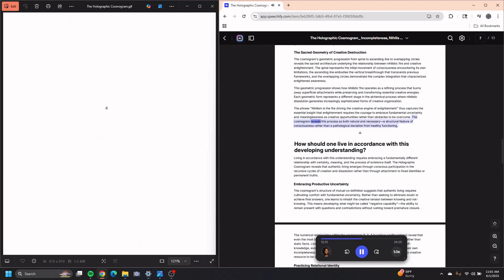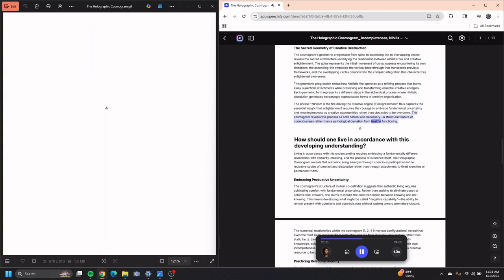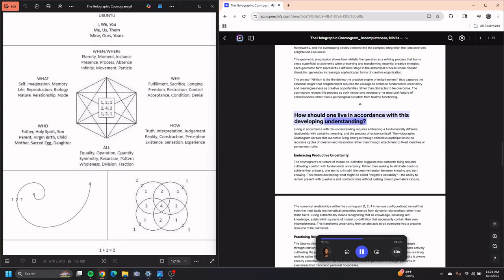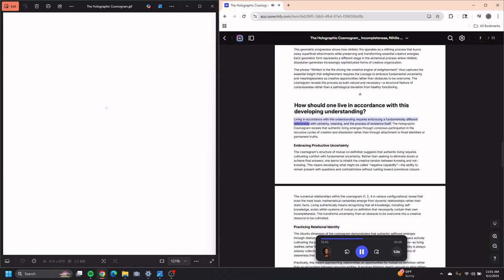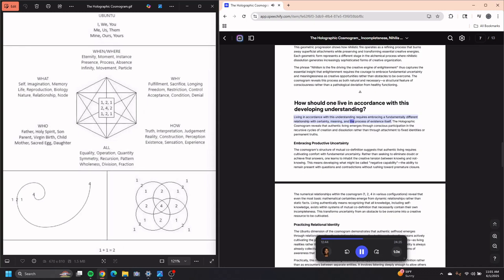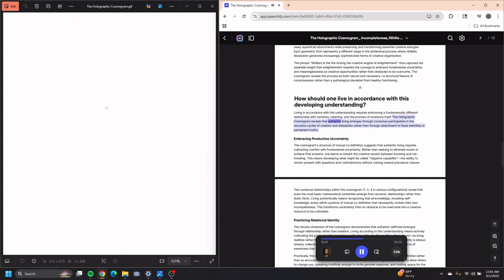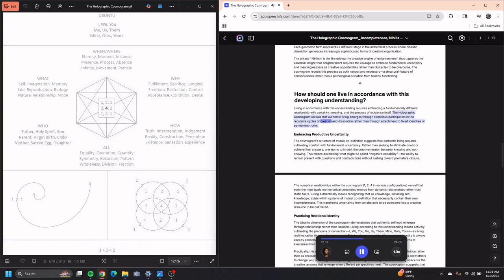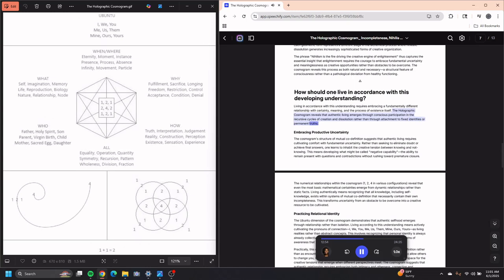The cosmogram reveals this process as both natural and necessary, a structural feature of consciousness rather than a pathological deviation from healthy functioning. How should one live in accordance with this developing understanding? Living in accordance with this understanding requires embracing a fundamentally different relationship with certainty, meaning, and the process of existence itself. The holographic cosmogram reveals that authentic living emerges through conscious participation in the recursive cycles of creation and dissolution, rather than through attachment to fixed identities or permanent truths.